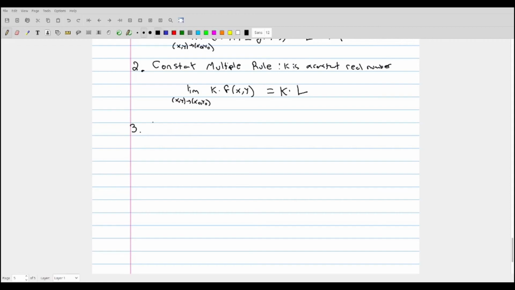The third is the product limit rule. That's that if you have the limit of the product of two functions, multivariable functions, the limit of this product is the same thing as the product of the individual limits.